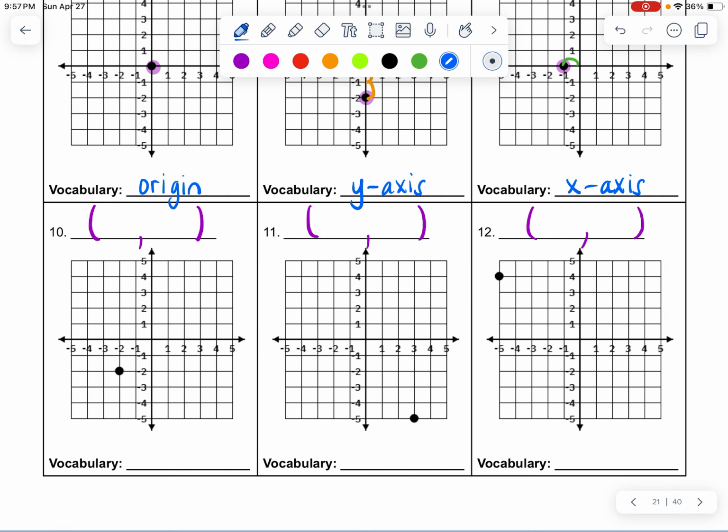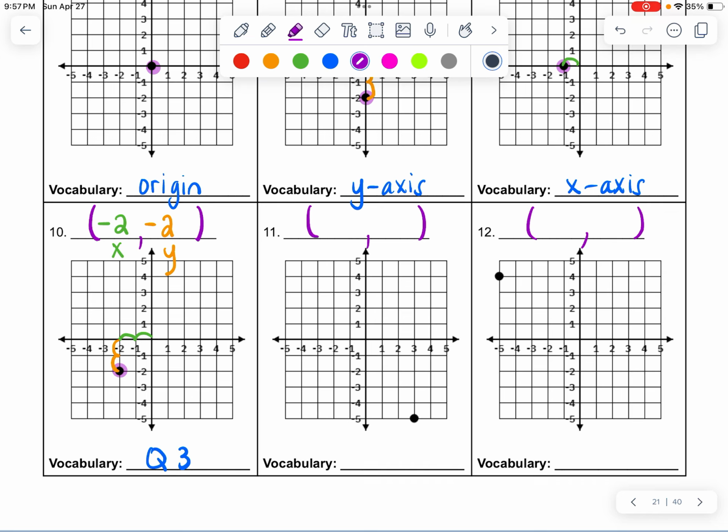In problem number 10, to get to this point, we need to go left 2 spaces. So our x is -2. Then we need to go down 2 spaces. So our y is -2. Our vocabulary is quadrant 3.